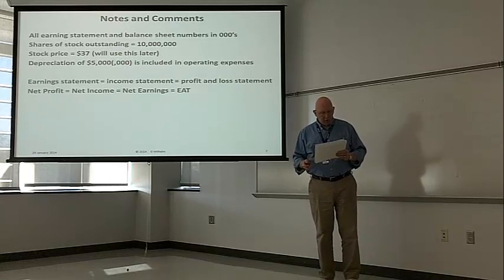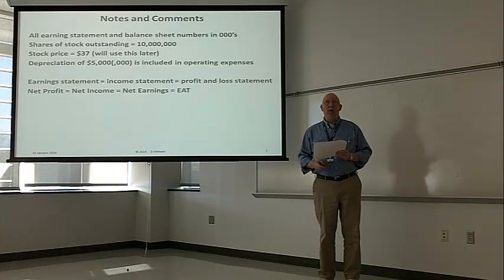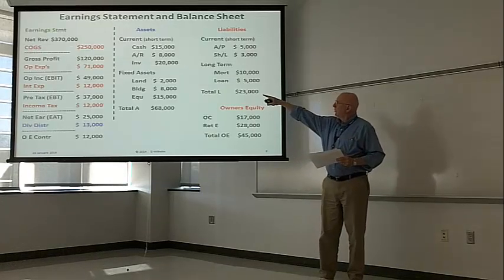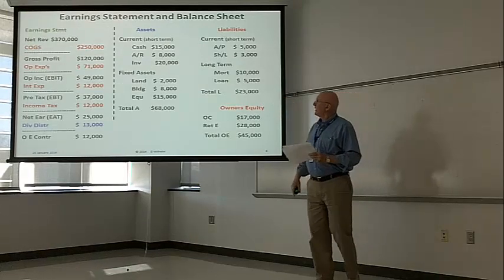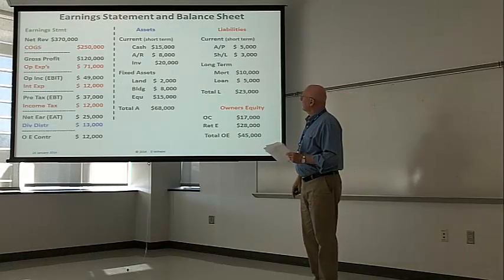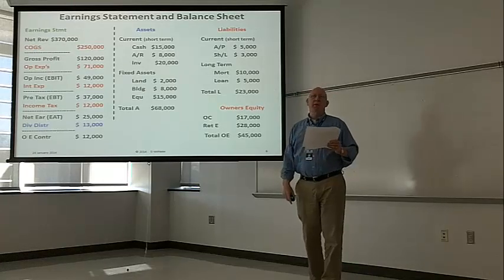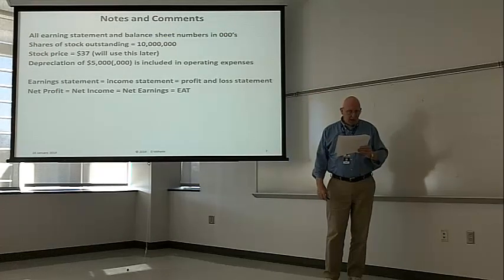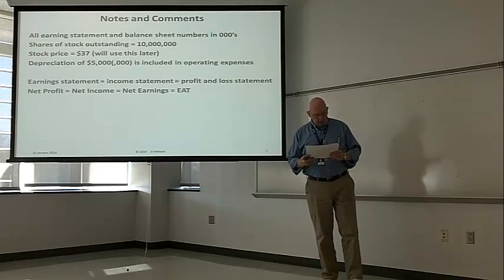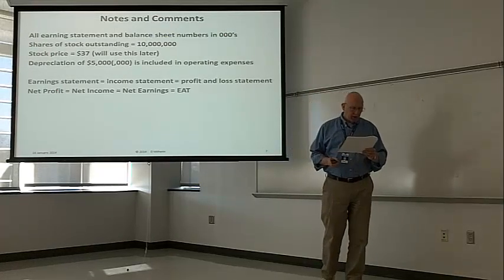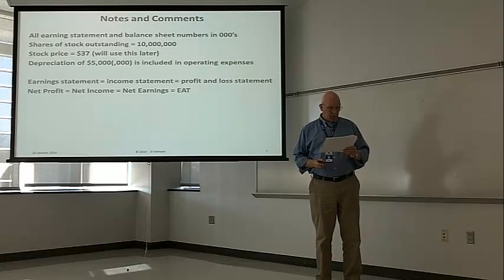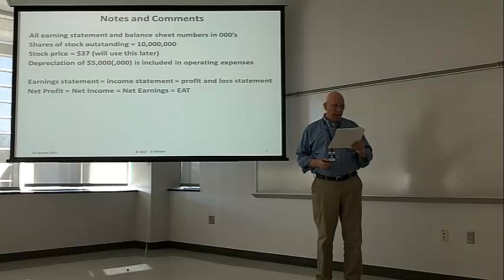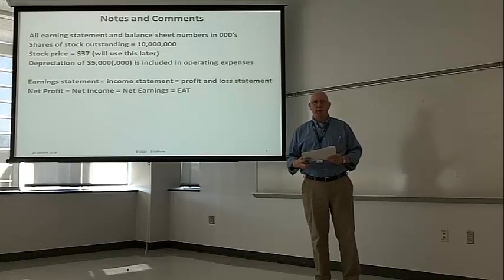One, all earnings statement and balance sheet numbers are in thousands. So when this says net revenue is $370,000, it really means $370 million. Shares of stock outstanding is 10 million. The stock price is $37. And a depreciation of 5,000, that is to say 5 million, is included in operating expenses.